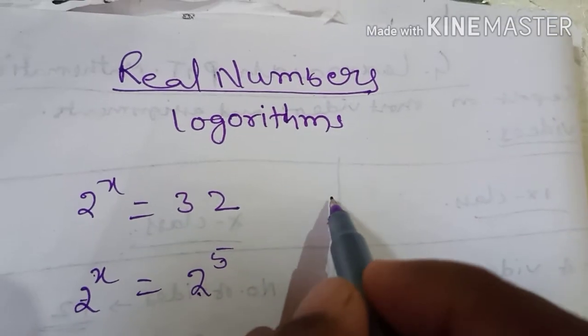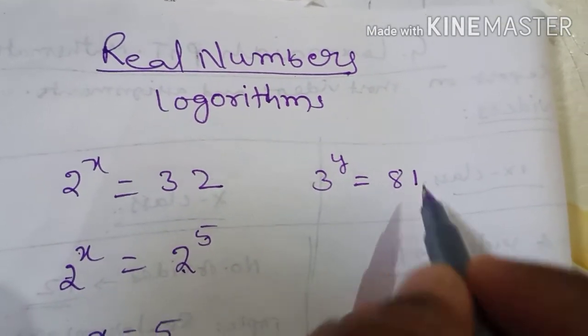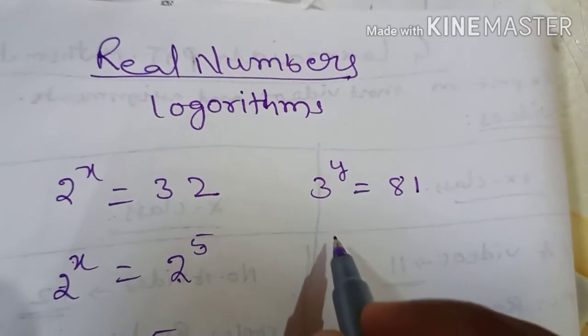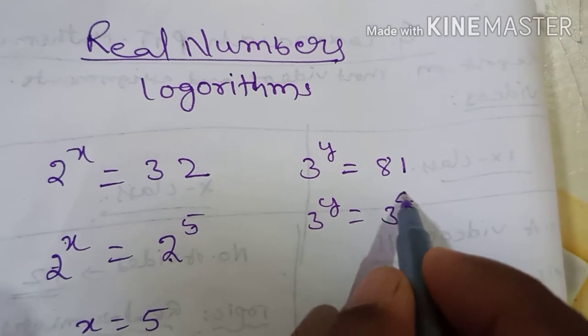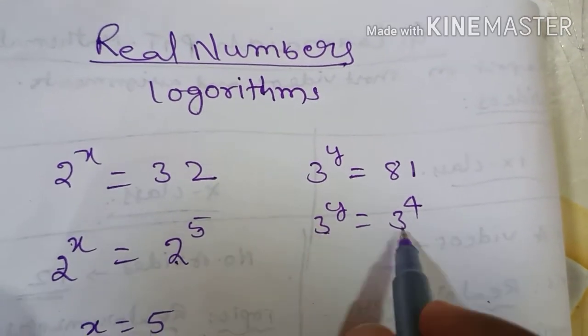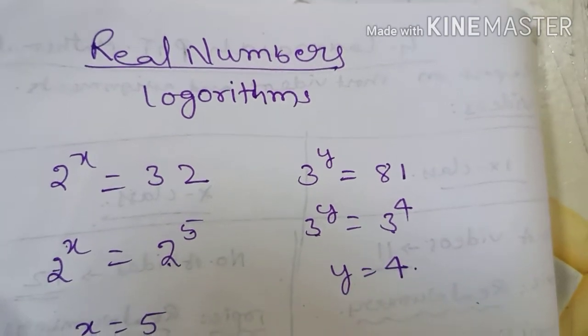One more example we can see: 3 to the power of y is equal to 81. Then how can we express this one? 3 to the power of y is equal to 3 to the power of 4. The bases are same, the powers should be equated, then y is equal to 4.